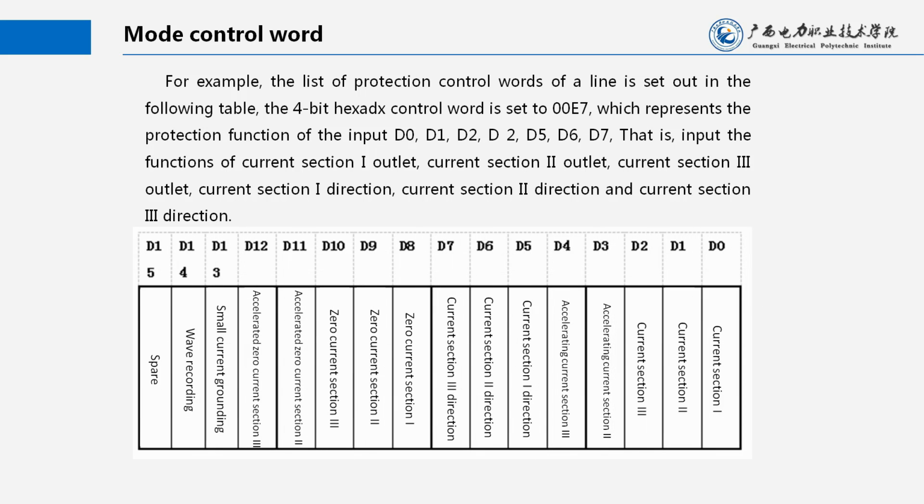The 4-bit hexadecimal control word is set to 00E7, which represents the protection functions put into operation D0, D1, D2, D5, D6, D7, that is, input the functions of current section I outlet, current section 2 outlet, current section 3 outlet, current section I direction, current section 2 direction and current section 3 direction.